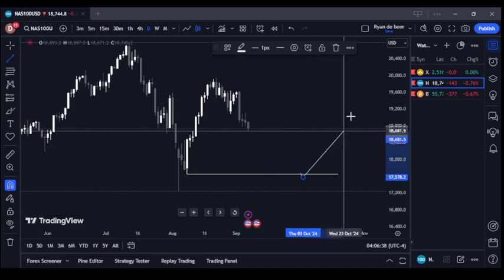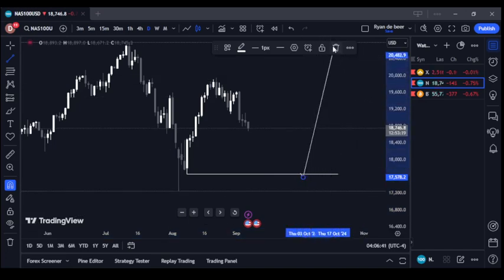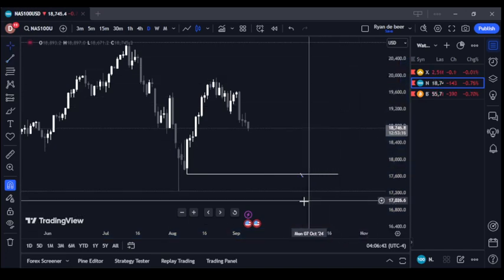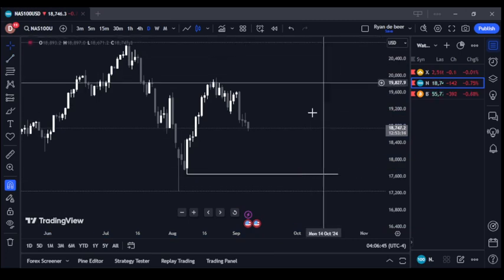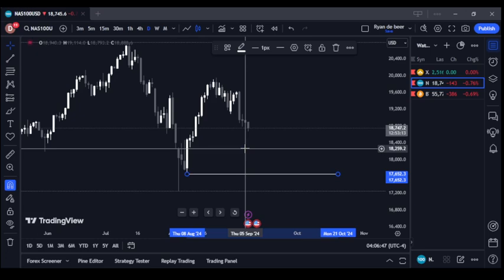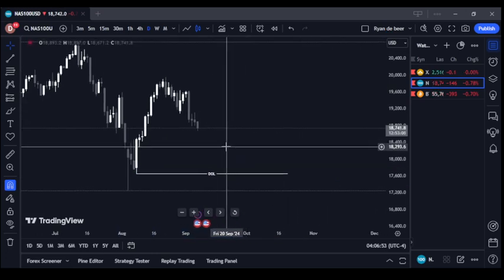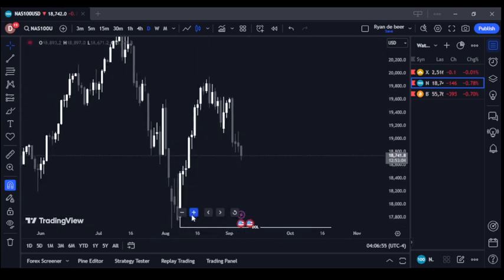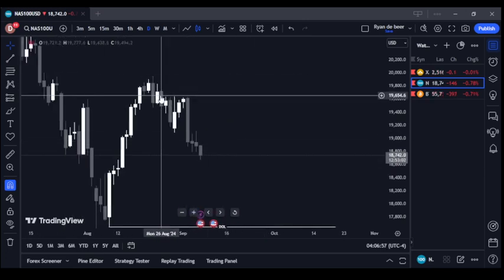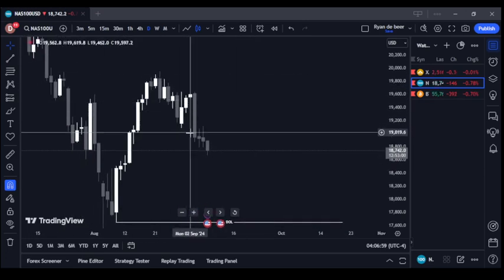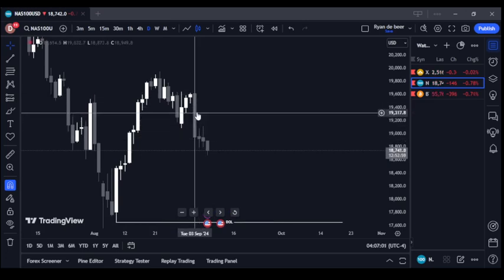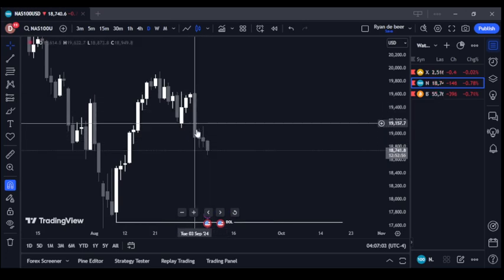Please excuse, this thing is going to annoy me now. Okay, there we go. We got this draw on liquidity. You can clearly see, alright, price pushed down strongly within the last week of price action.